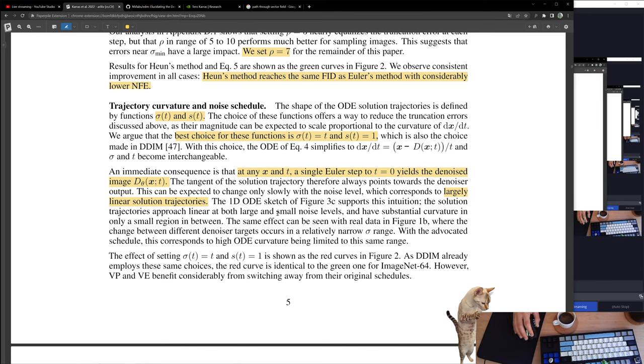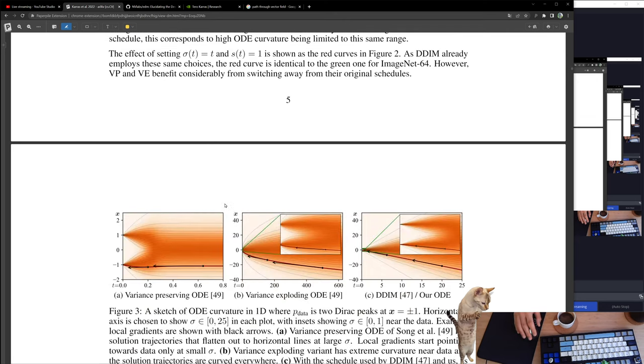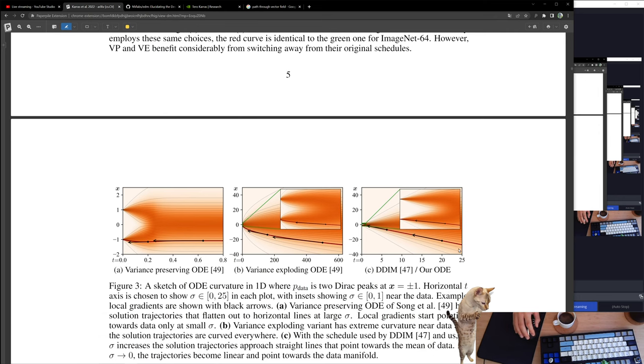Okay, a 1D ODE sketch in Figure 3c supports the intuition. Variance preserving ODE. Okay, so this is the trajectory, right? So you can see that this is the tangent line, right? And they're saying that the trajectories are linear, versus here they are not.